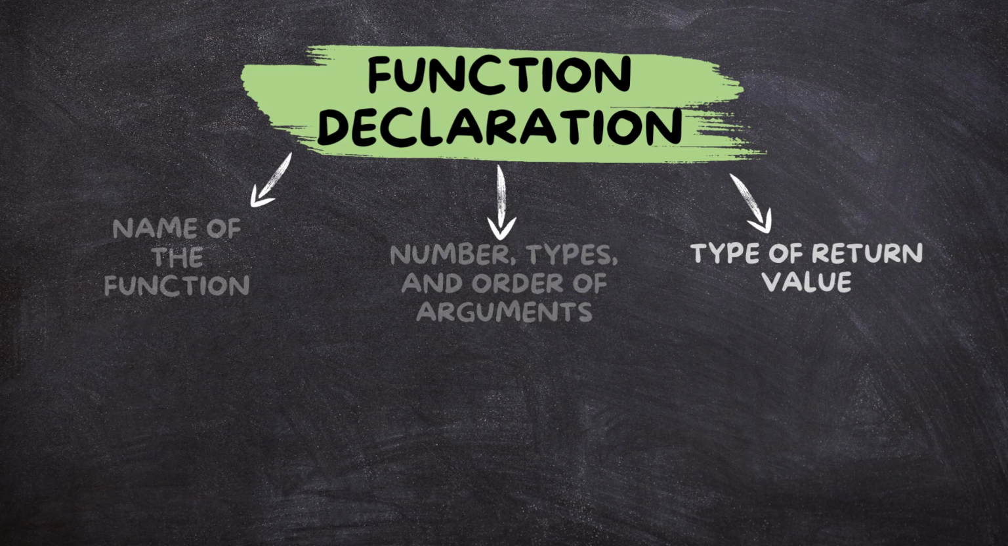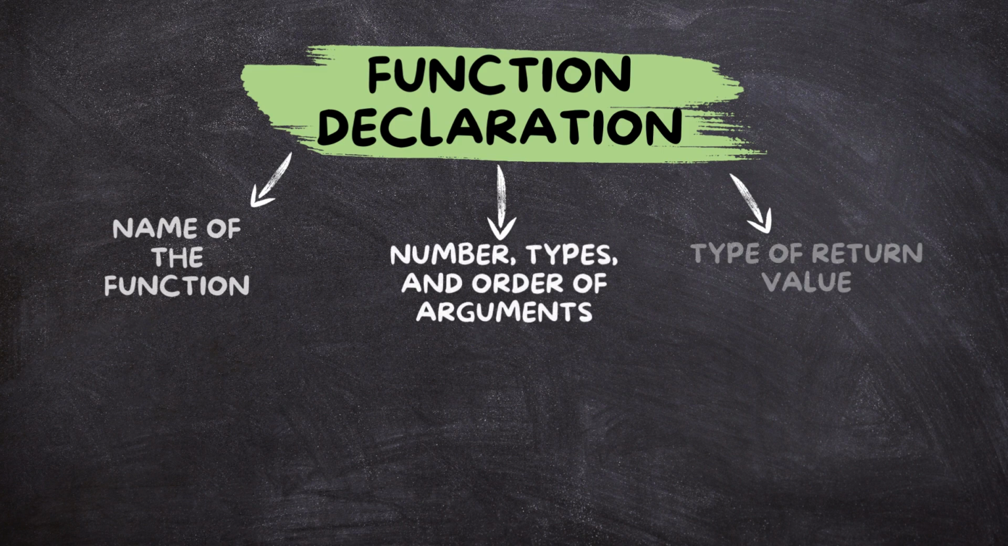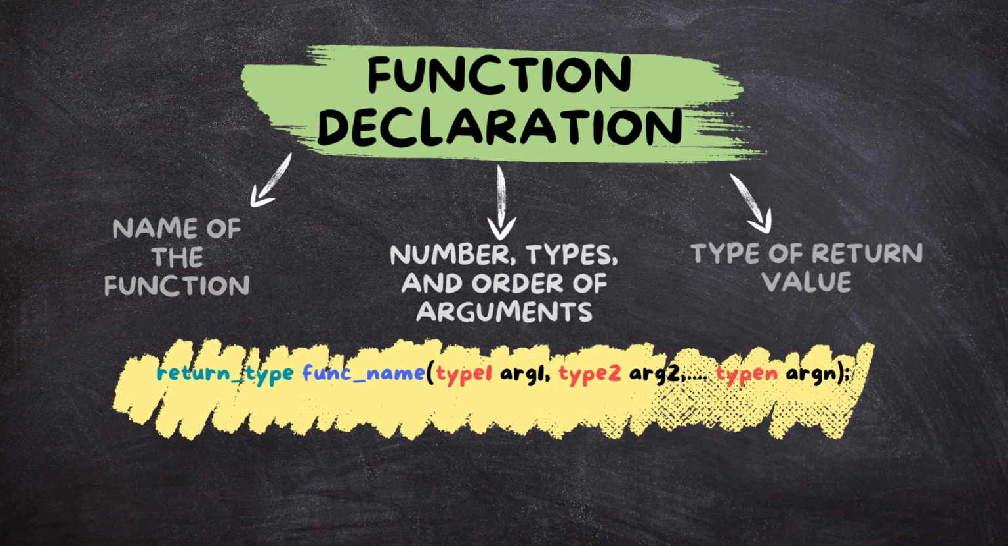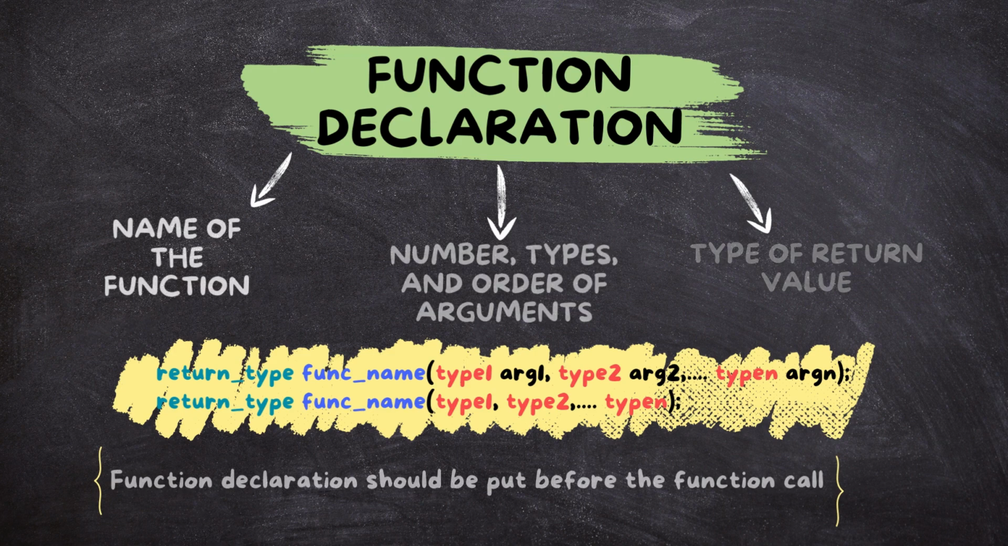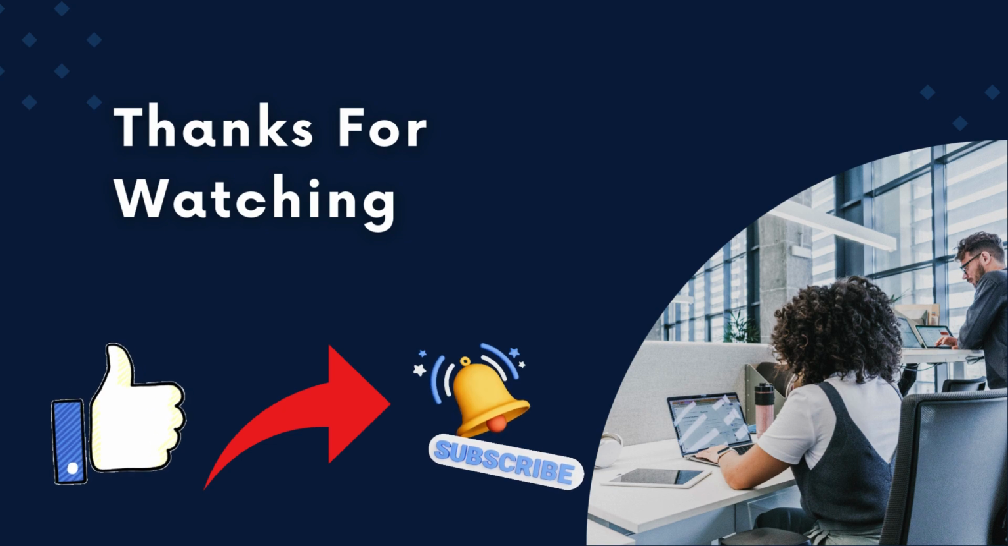The function declaration will tell the compiler in advance that a function with these features will be defined and used later. Now the syntax of a function declaration is as follows: return type, the function name, and in the parenthesis the type and the name of the arguments. The names of the parameters when you declare a function are optional. You can write the function declaration as follows: return type, function name, and comma separated types. Function declaration should always be put before the function call.